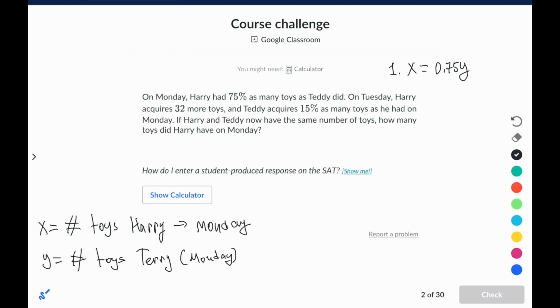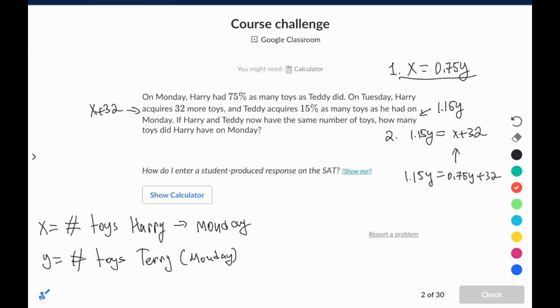On Tuesday, Harry acquired 32 more toys, which is X plus 32. And Teddy acquired 15% as many toys as he had on Monday. So on Monday, Teddy had Y. So 15% plus Y, so it will be 1.15Y. And now they're saying that these are equal, so that's the second equation: 1.15y equals x plus 32. But from the first equation, we know that x equals 0.75y. So let's replace it. So we will get 1.15y equals 0.75y plus 32.